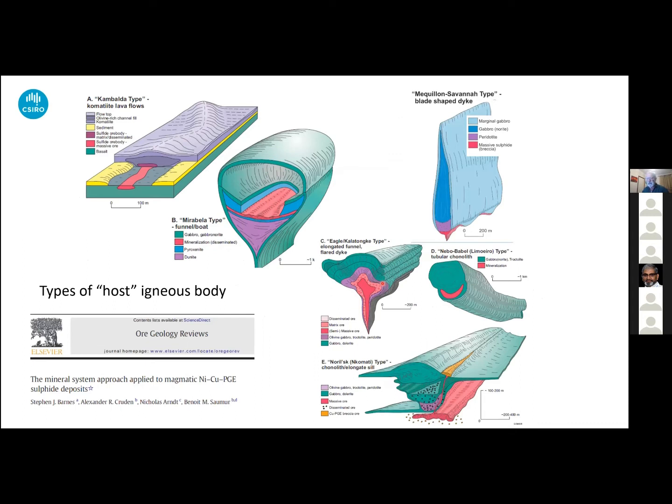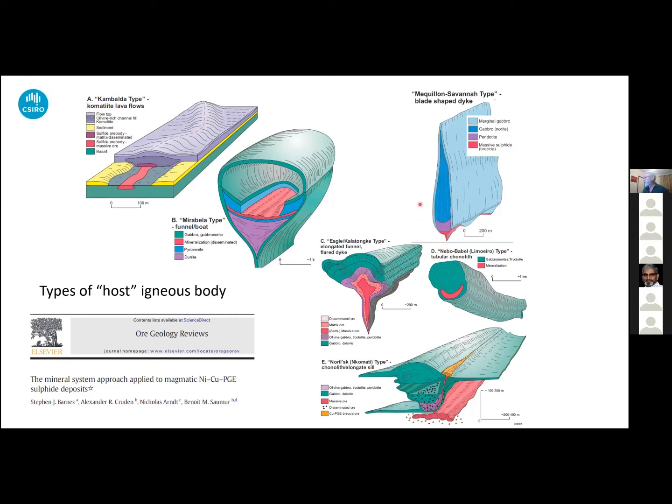So this is a diagram out of a paper I wrote in 2016, I think now, with some co-authors down the bottom there. This was basically just a very crude, simple schematic view of the types of host igneous bodies that host magmatic sulfide deposits. And most of the important deposits that we know about actually form in relatively small intrusions. We know there's some important deposits in komatiites. I'm not going to talk about them, although they share some important features. There's some quite large, but typically very low-grade deposits that occur in what we might call funnel or boat-shaped layered intrusions, Mirabella, Kavitsa, a few others.